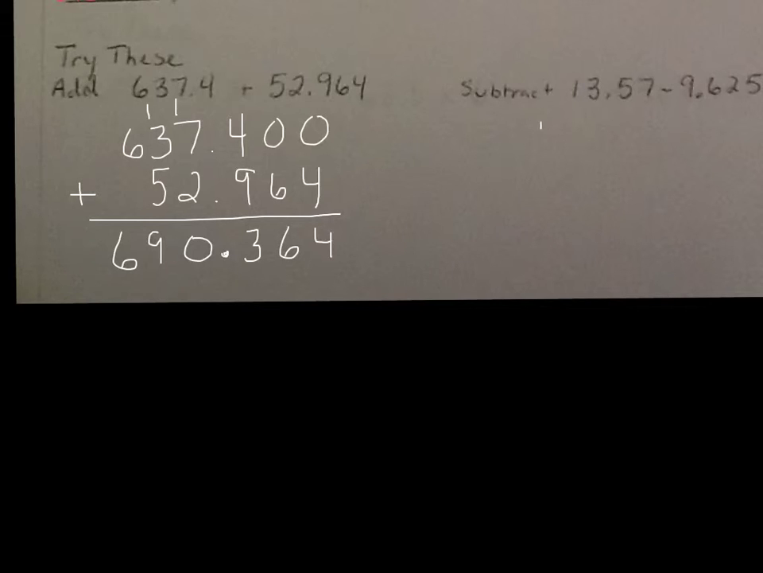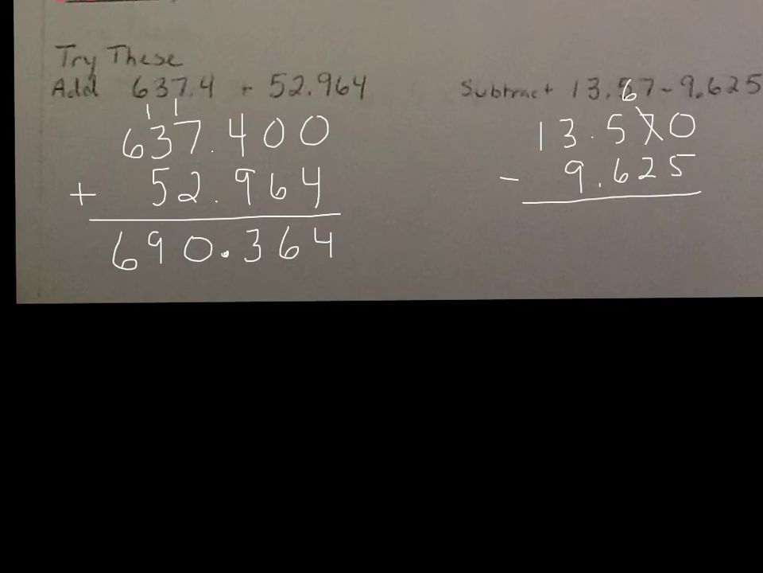Okay, last one. So we're going to line them up. 13 and 57 hundredths minus 9 and 625 thousandths. Okay, and we're subtracting here. So now this is where it's important that you add those zeros because you can't subtract the 5. So we got to put that 0 in so we know what to do here. So can you do 0 minus 5? Nope.